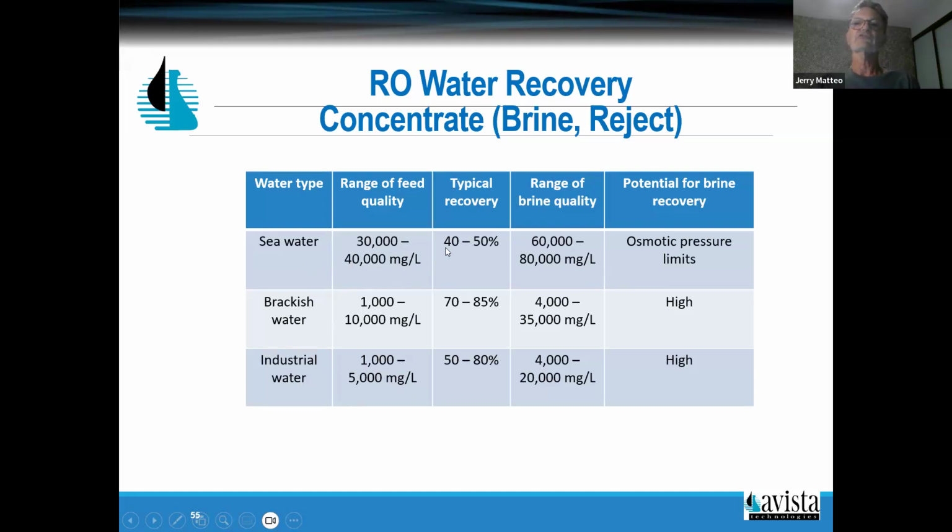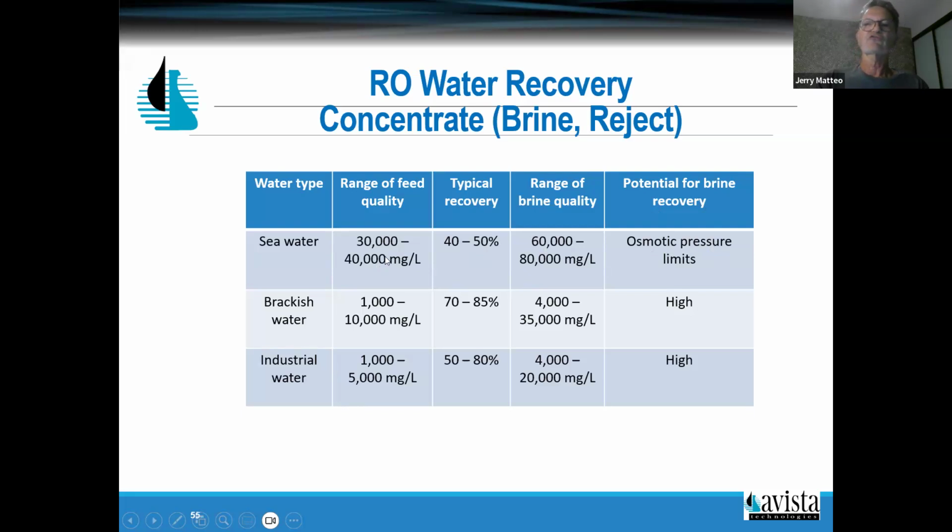So you can see here, this third column, I can only produce about 45, 50% of the water I put in as clean water in a seawater system. The reason is that last membrane would require so much pressure it wouldn't be practical. So we would exceed the practical osmotic pressure limits to try to produce more water than this.